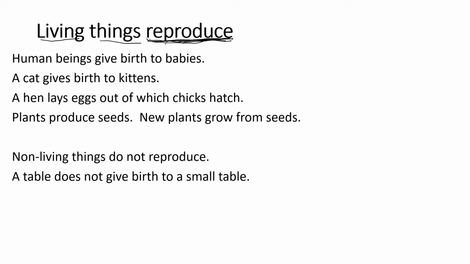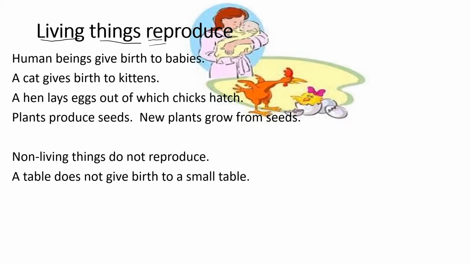Now, let's learn the spelling of reproduce. R-E, re, P-R-O, pro, D-U-C-E, duce, reproduce. Let's spell it out again. R-E, re, P-R-O, pro, D-U-C-E, duce, reproduce. Living things reproduce. So, make something of the same kind.